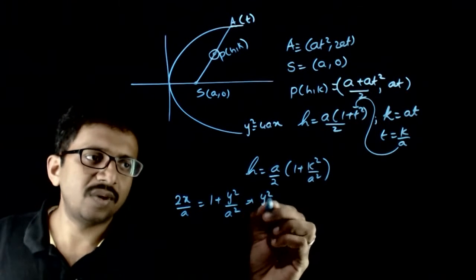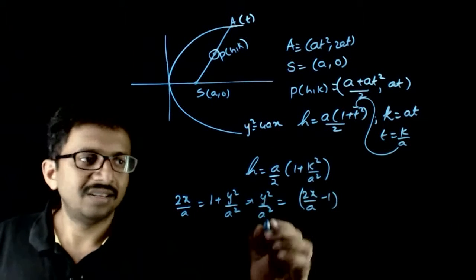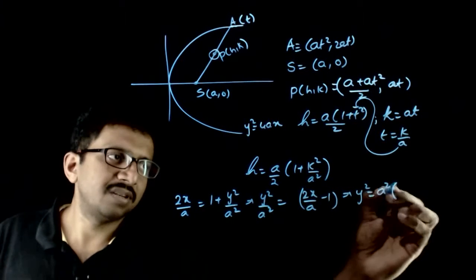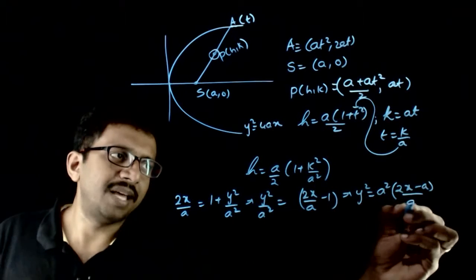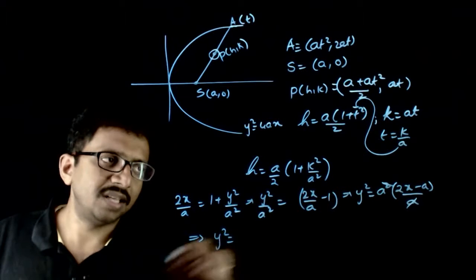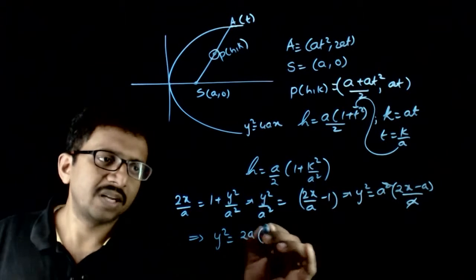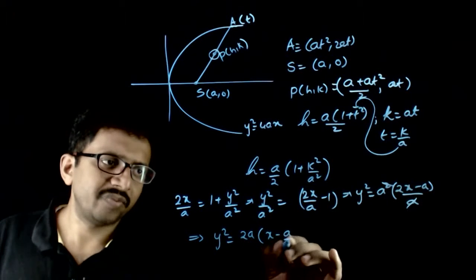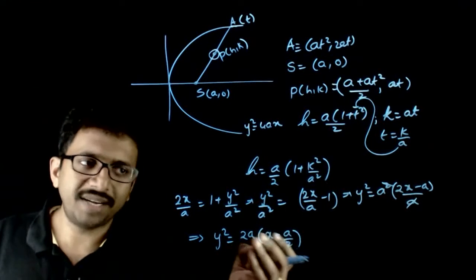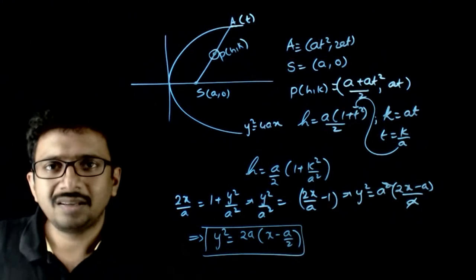This implies y squared/a squared is equal to 2x/a minus 1. This implies y squared is equal to a squared times (2x minus a)/a. So a and a get cancelled. This implies y squared is equal to 2a times (x minus a/2). So y squared is equal to, if you take 2 as common, 2a times (x minus a/2). So this will be the required locus in a simple form.